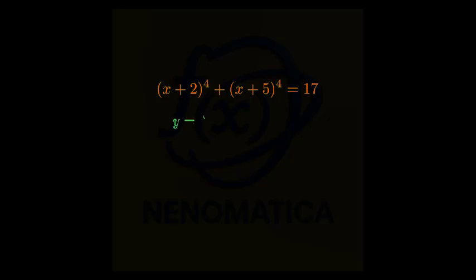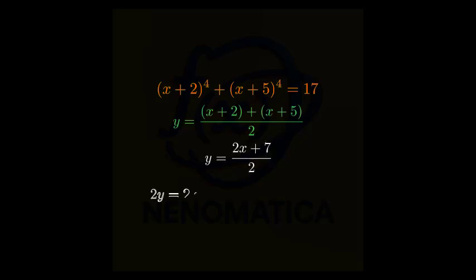Step 1. Define y as the average of the two bases, x + 2 and x + 5. That is, y equals the sum of x + 2 and x + 5 divided by 2. This gives y = (2x + 7)/2. Solve for x. 2y = 2x + 7, so x = (2y - 7)/2.